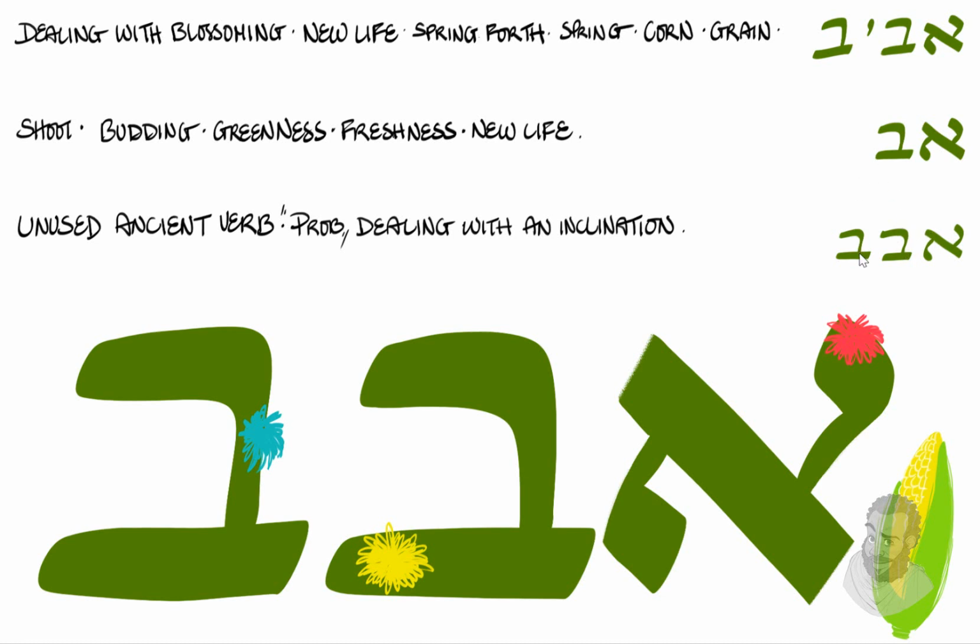Next, we have Aleph, Beth, and another Beth, which is a Vav. A Vav. Okay? And a Vav is no longer used. It's an unused ancient verb, probably dealing with an inclination or desire or wanting. Okay, this is no longer used at all.